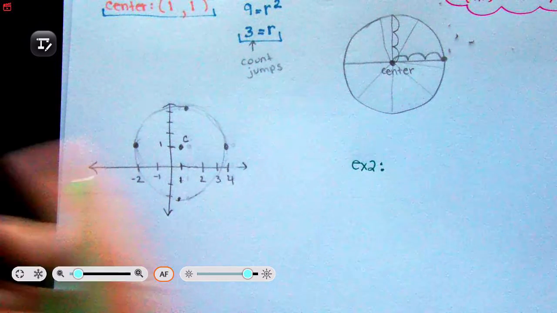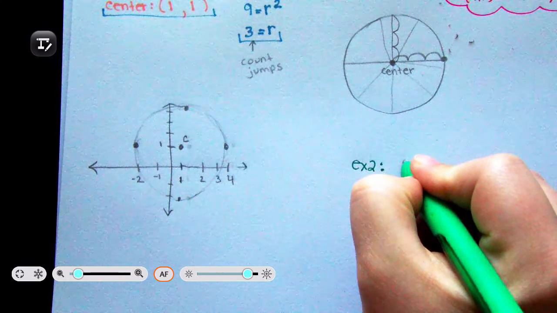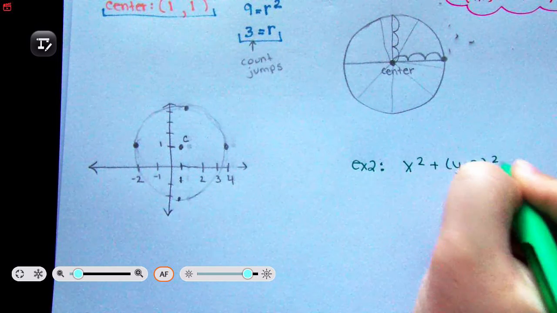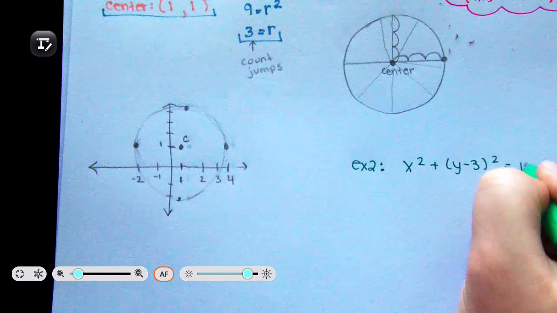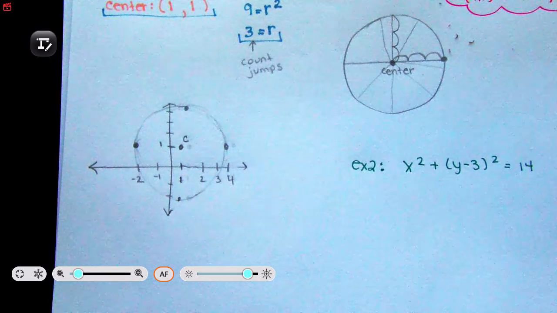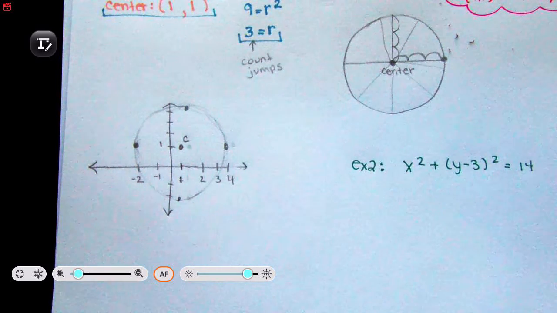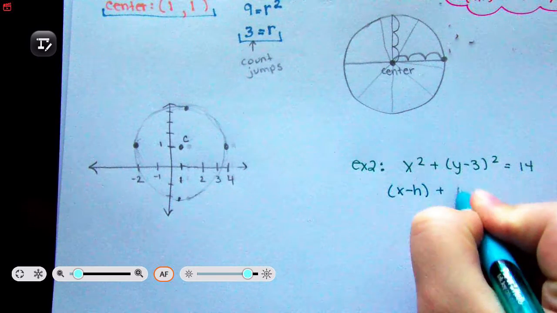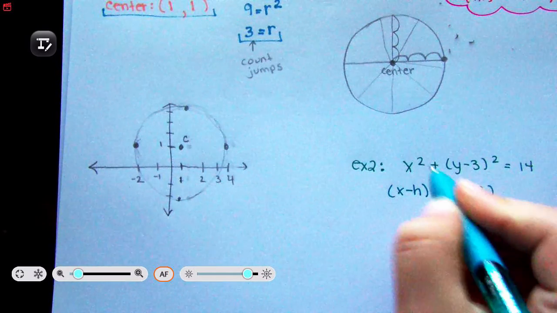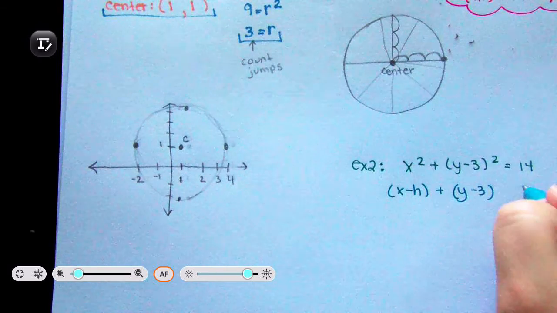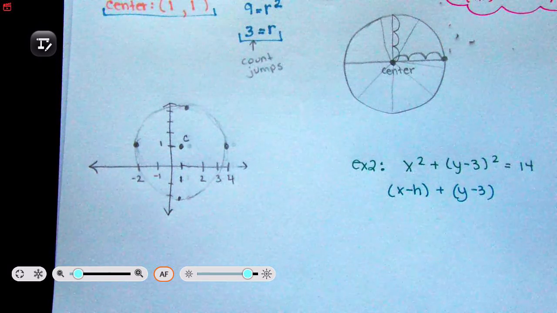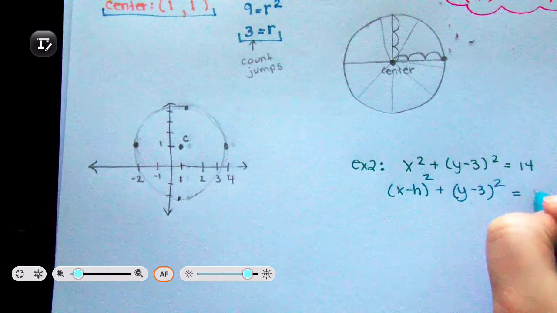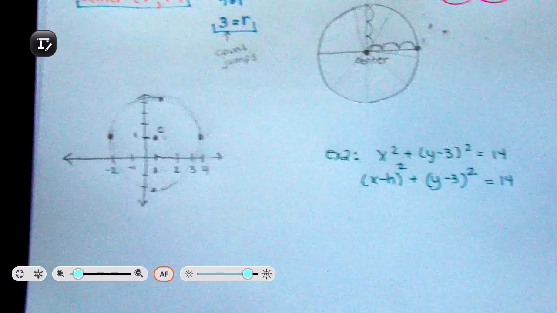Let's see. Oh, let's do this one. X squared plus y minus 3 squared is equal to 14. Again, standard form. X minus h squared plus y minus k squared, I think standard form, yeah, that's minus. Okay. Equals r squared, so whatever the square root of 14 is.